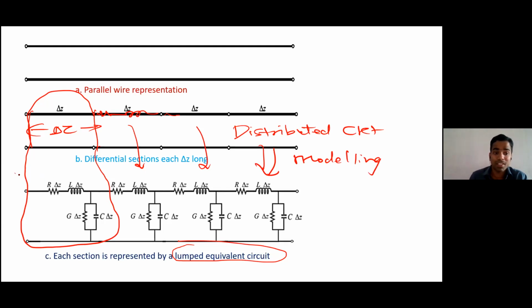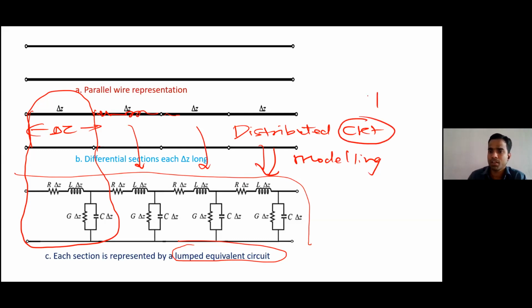So this is basically the model for a distributed circuit, the distributed transmission line. What do we mean by circuit here? We mean transmission line, right? So this is an equivalent model. So this is your model. Now, as we have defined the model, next comes the parameters of the model.